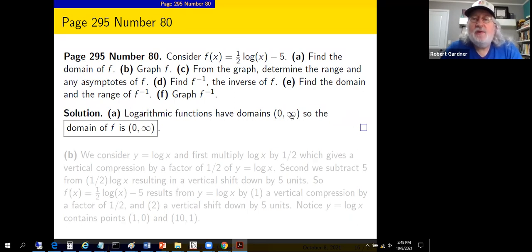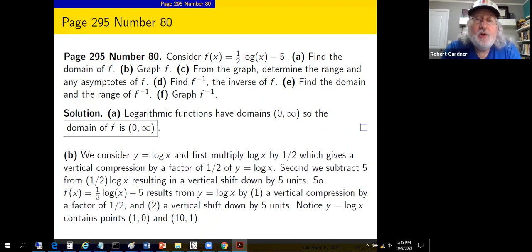Log functions have domains of 0 to infinity. This is a log function with some additional slight arithmetic that doesn't change the domain. So the domain of this function is all positive real numbers, 0 to infinity, the open interval. Graph it.